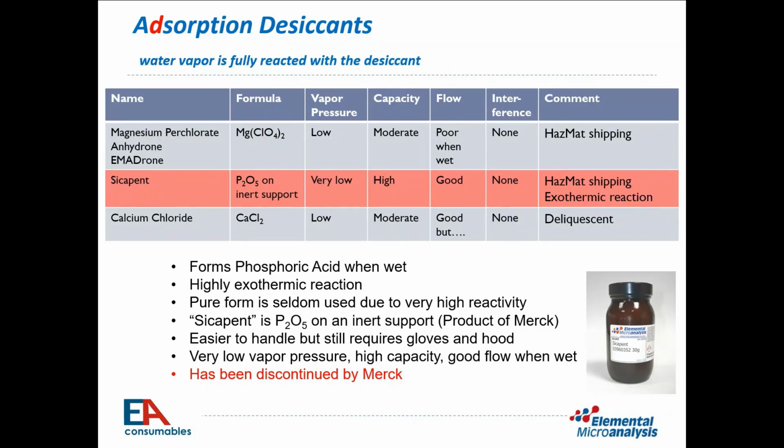It has a very low vapor pressure, so it's great for elemental analysis. It has high capacity and good flow when wet. So this has been a very good desiccant to use, especially for macro analyzers. However, it has been discontinued by Merck, and the industry is very specialized. I think they just didn't see the economic reality to keep this going. So this is what drove us to look for a new desiccant.